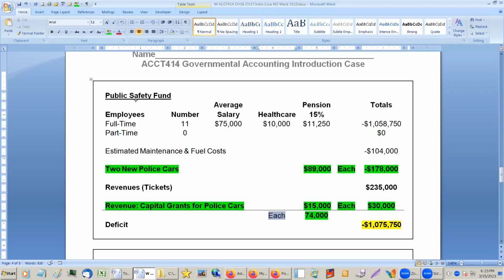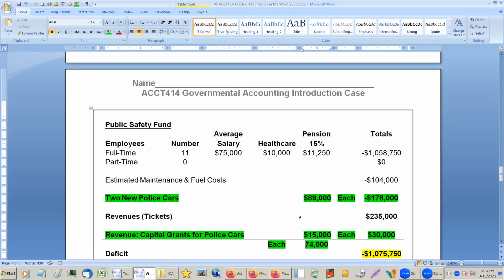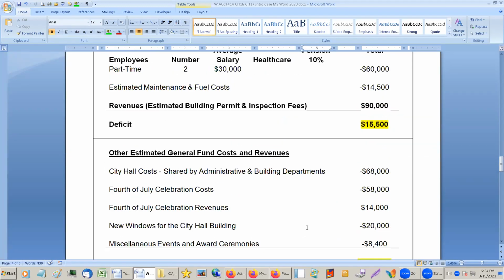And by the way, a lot of times they'll have these grants, and they can only be used for what the grant is for. So if you don't buy the new police cars, you don't get the $15,000 grant. That goes away, obviously, $15,000 per car. Okay, so that's the police cars. What else do we have?